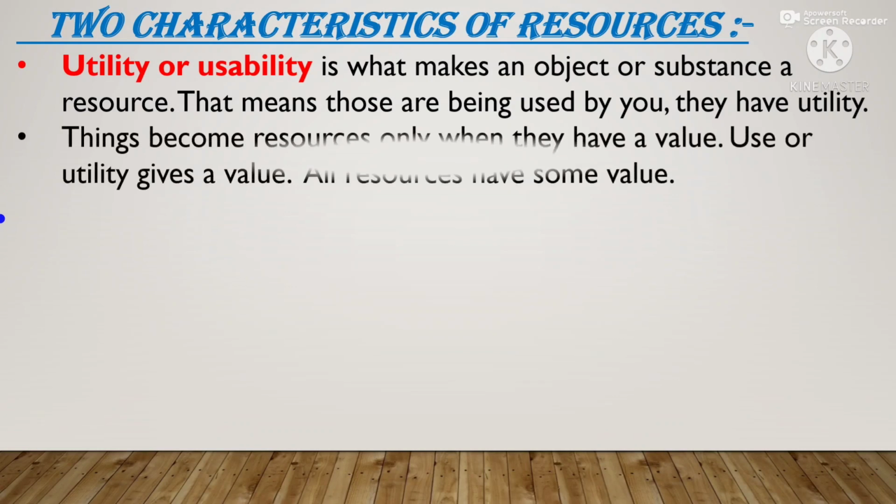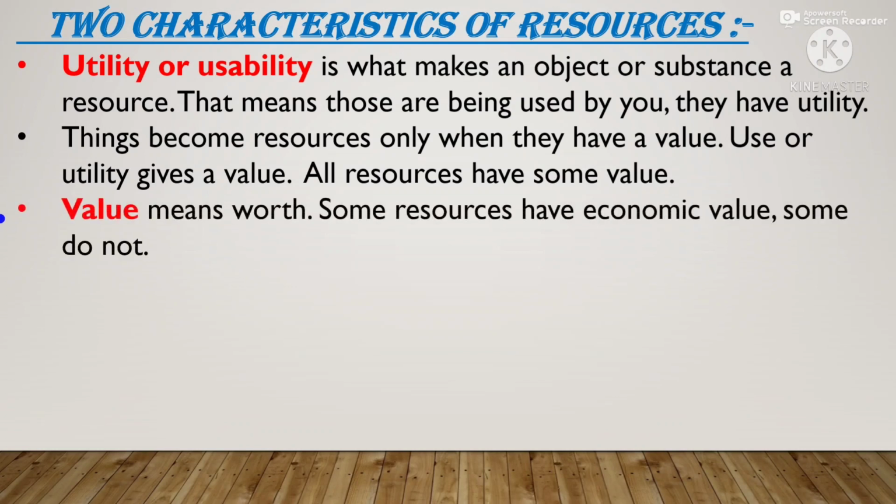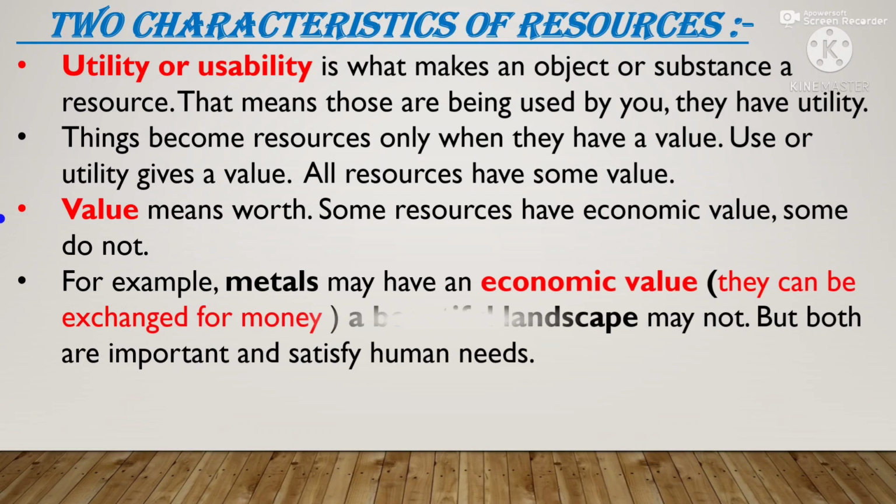Things become resources only when they have a value. So this is the second characteristic of a resource, that is value. Use or utility gives a value. If something is usable, then that thing has some value. All resources have some value. Value means worth. Some resources have economic value and some do not. For example, metals may have an economic value.